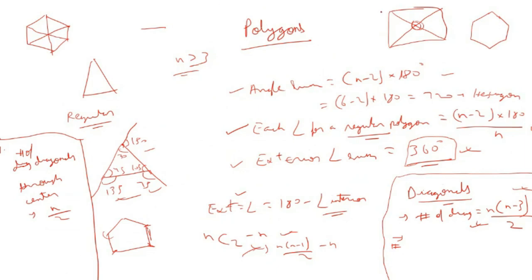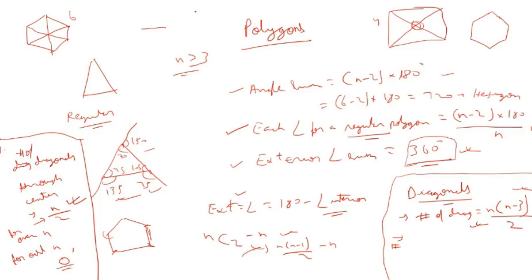But the catch here is the two examples that we took, the square and the hexagon, this has 4 sides, this has 6 sides. So both have an even number of sides. So this formula is only for an even number of sides. For even n, the number of diagonals that pass through the center is n by 2. Please keep this in mind. For odd n, the number of diagonals that pass through the center is 0.